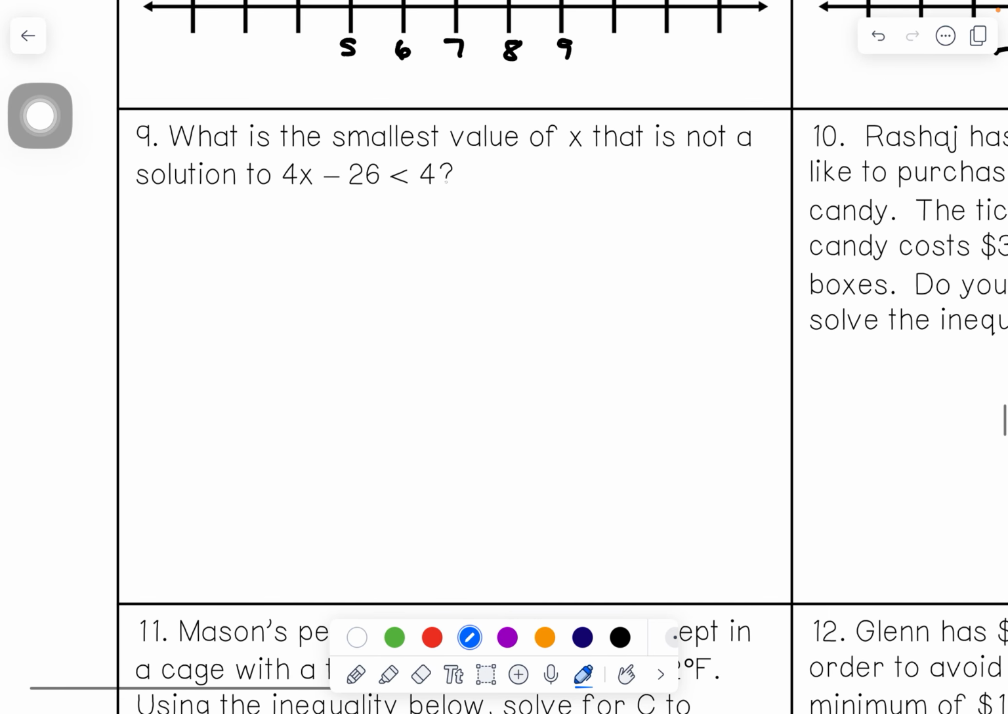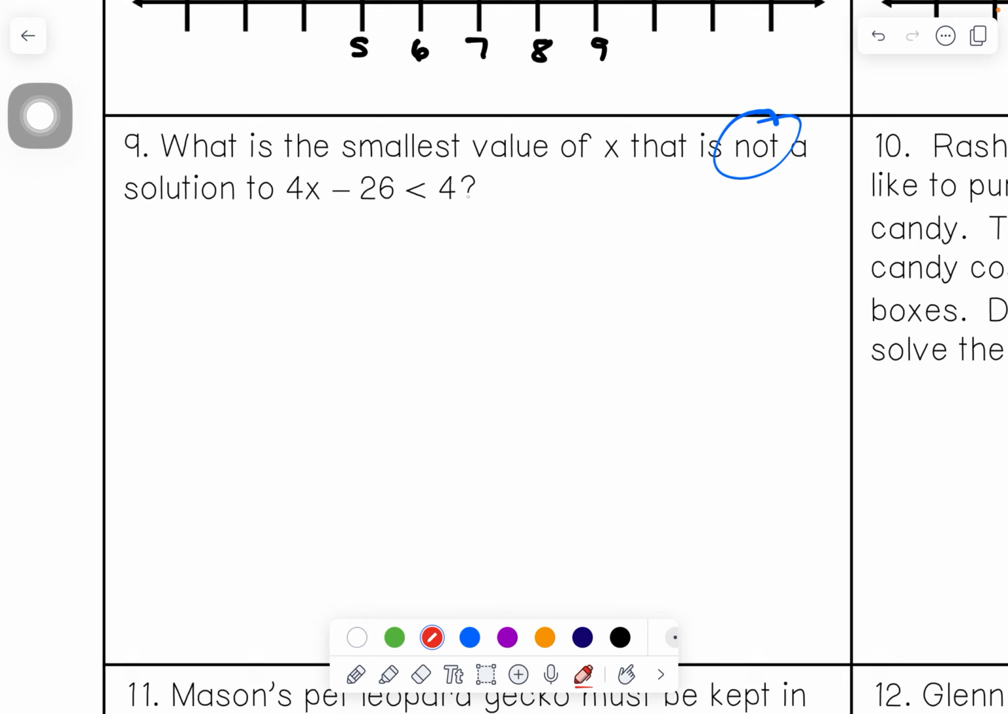All right, let's take a look at a couple of these word problems. What is the smallest value of x that is not a solution? Not a solution. That's a key word there. Okay, we're going to have to solve first. All right, so let's first take a look here.